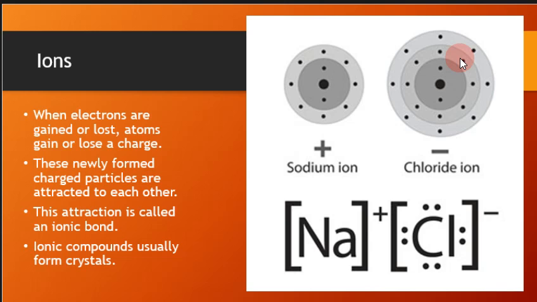Okay. When electrons are gained or lost, atoms gain or lose a charge. The newly formed charged particles are attracted to one another like a magnet. This attraction is called an ionic bond. So ionic compounds usually form crystals. We know that about salt, right? It forms crystals. When they're drawn together by magnetism, because the negative and the positive are attracting each other, then we get that thing that tastes kind of salty.